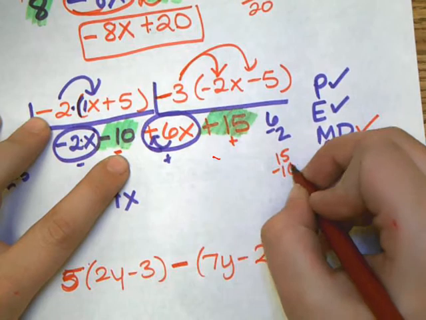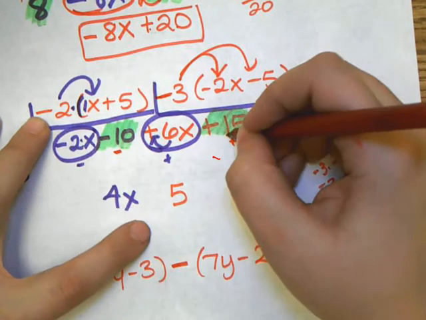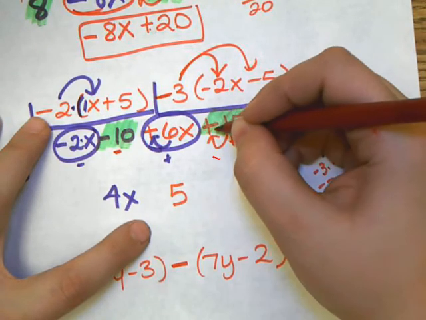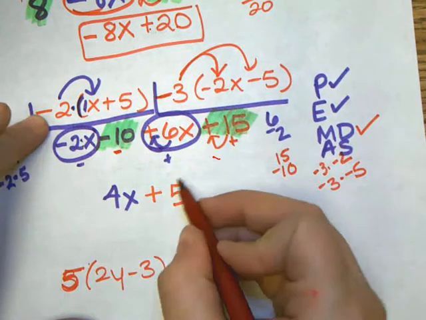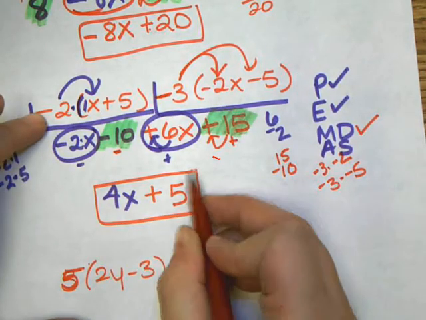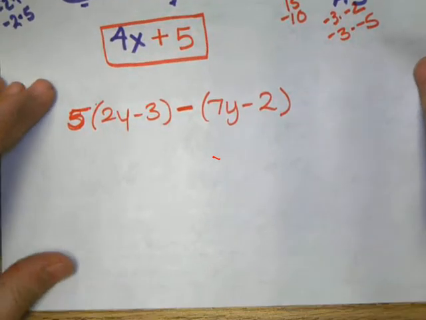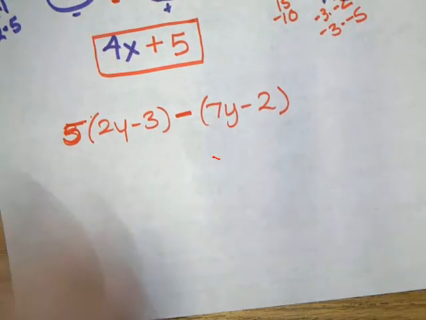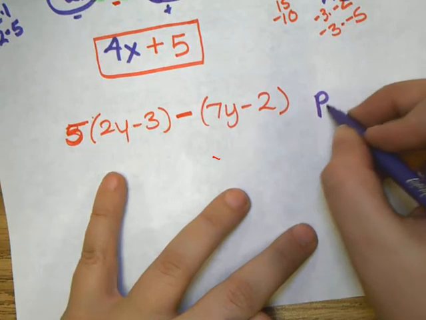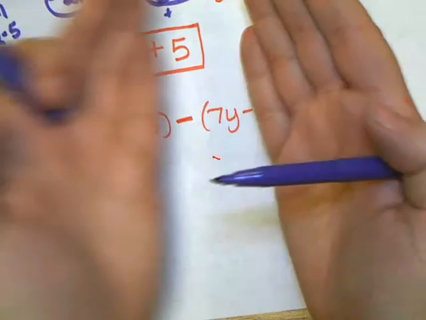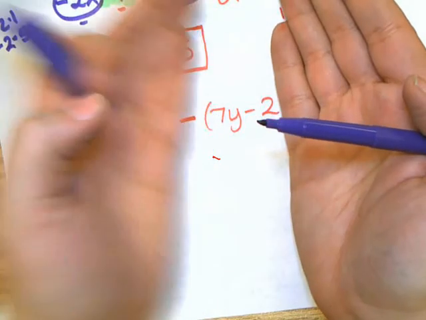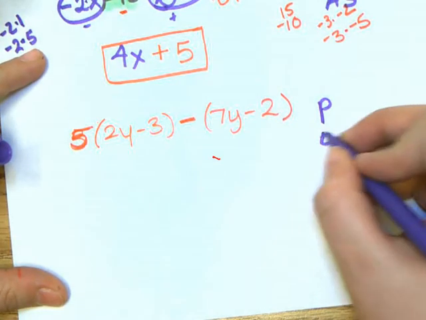Then we can combine the ones that don't have variables, so the negative 10 and the positive 15. Those two are different. This is a negative, and this is a positive. They're different, so we subtract. 15 minus 10 is 5. And then we look in front of the larger number, which is positive. And that is our final answer.